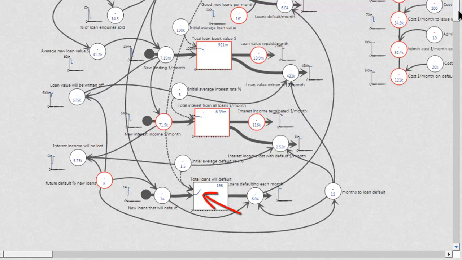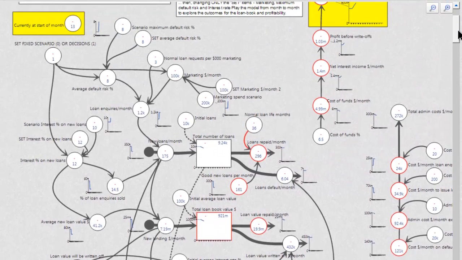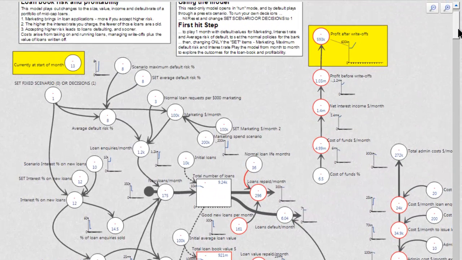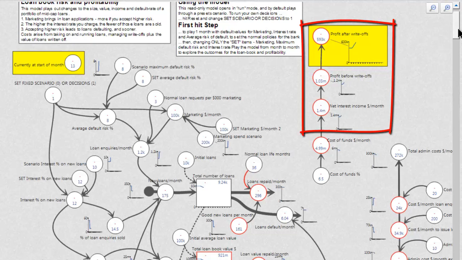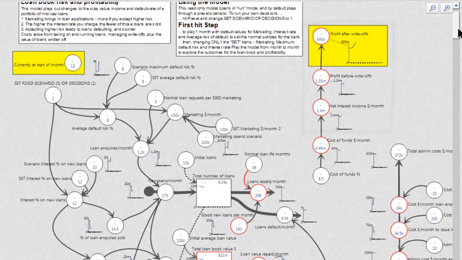The total number of loans that will default, though, rises because although we're selling about half the previous number of loans, those that we sell are more than 5 times as likely to go bad. But if we scroll back to the top of the model, we'll see that the profits are now growing quite strongly because of the much higher interest margin we're making on the loans we issue.